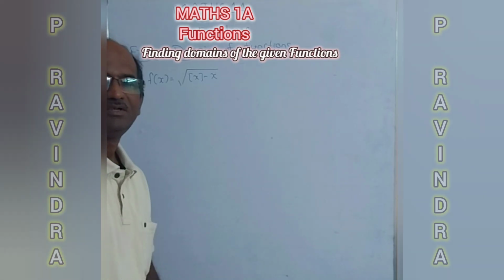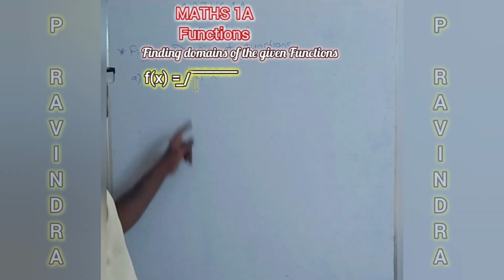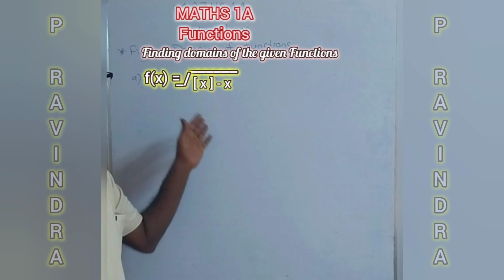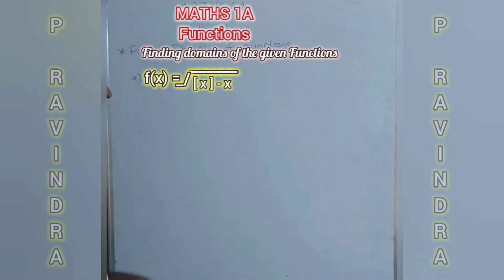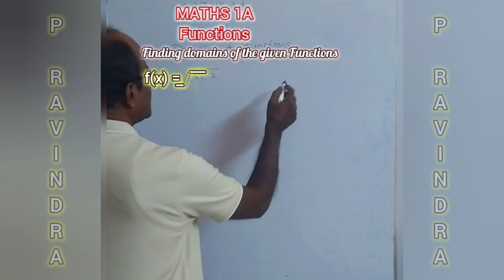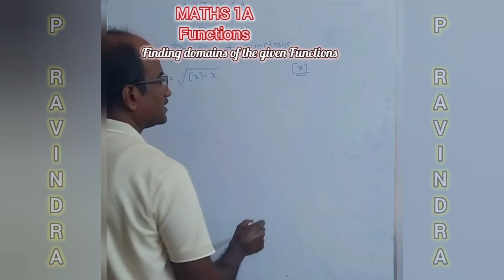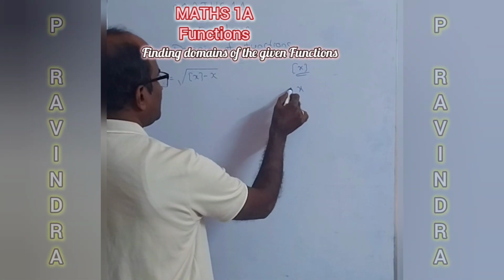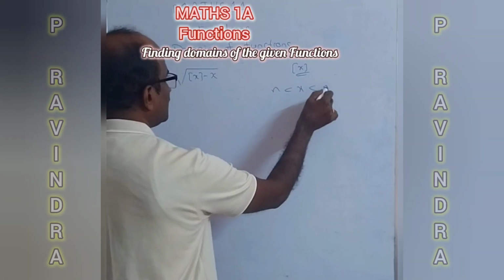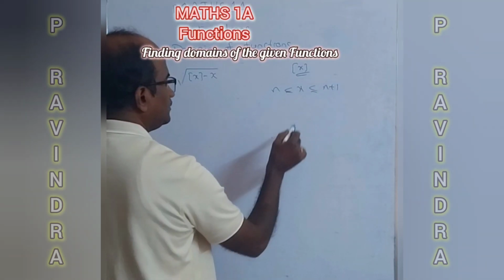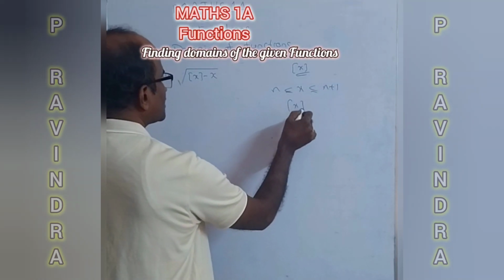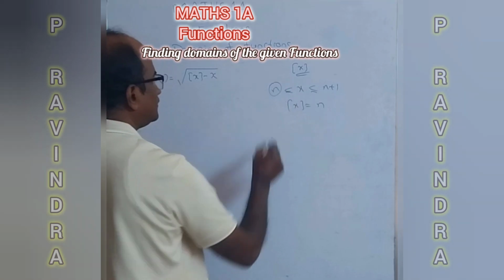See next question. f of x equal to square root of step x minus x. Step x is nothing but the other form of the greatest integer function. So what is the meaning of the greatest integer function? How do you define step x? Suppose x is a number between two integers, n and n plus 1, or equal to n. Then the greatest integer function is defined as n.